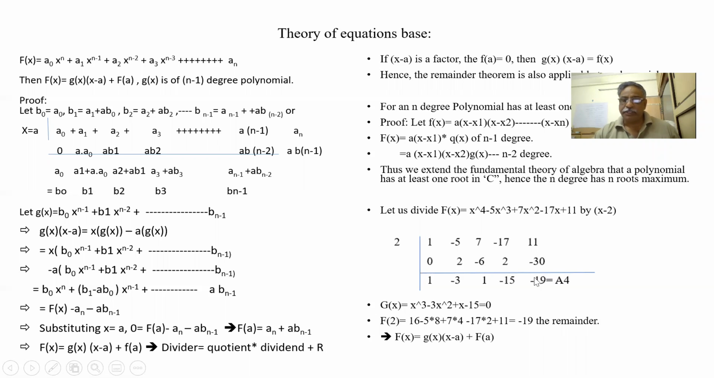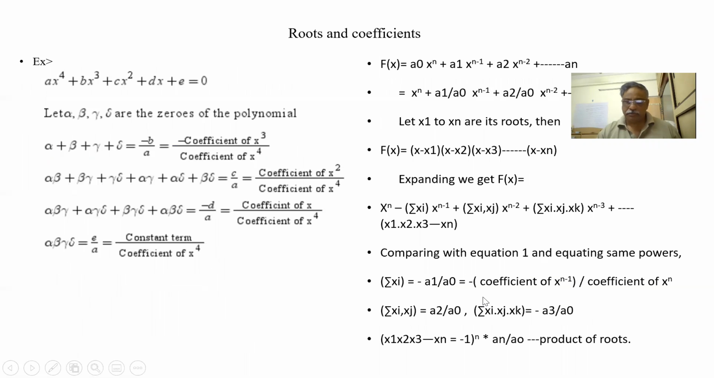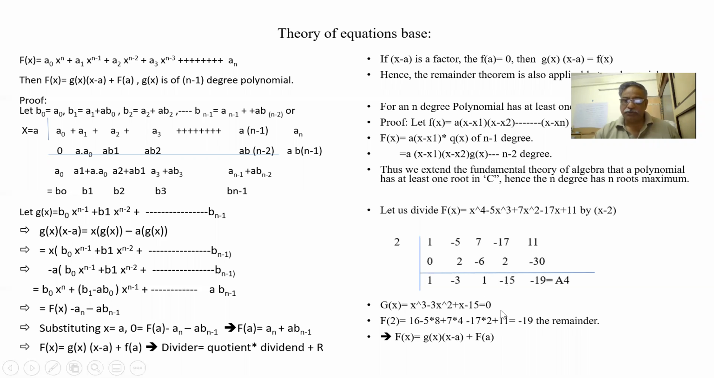So here we have seen that f of x is equal to g of x into x minus a plus f of a. f of a is nothing but the remainder. Here f of a, that is f of 2, is minus 19, the remainder. So this is our simple division: quotient into divisor plus remainder is equal to dividend. So the remainder here we found is equal to f of a.